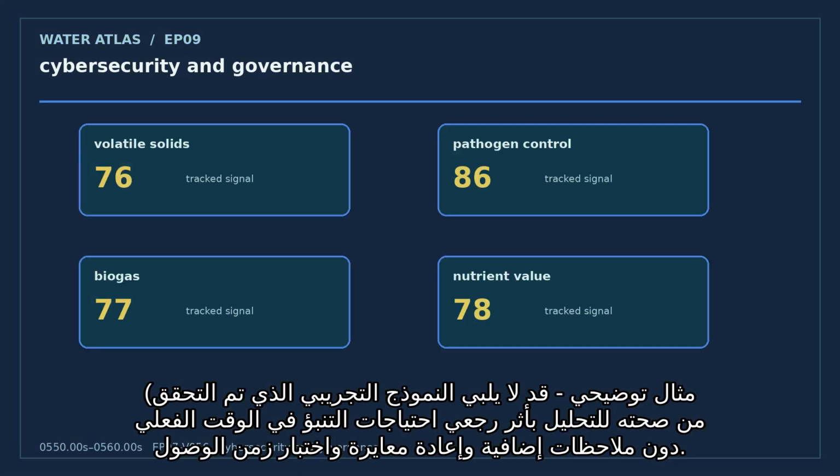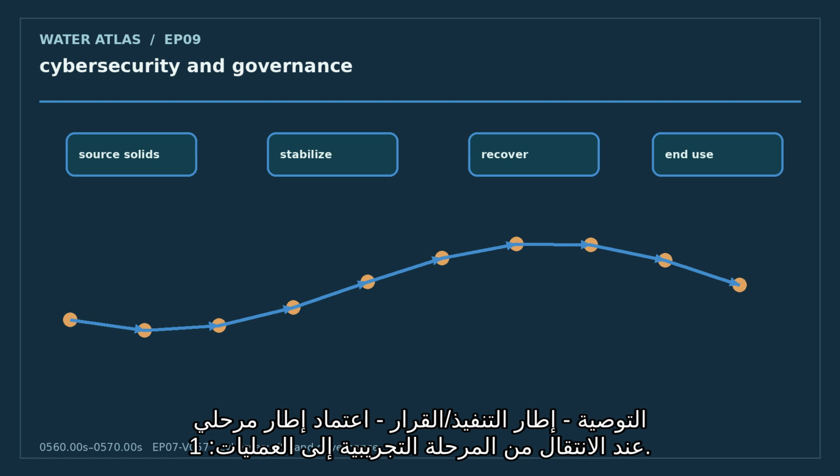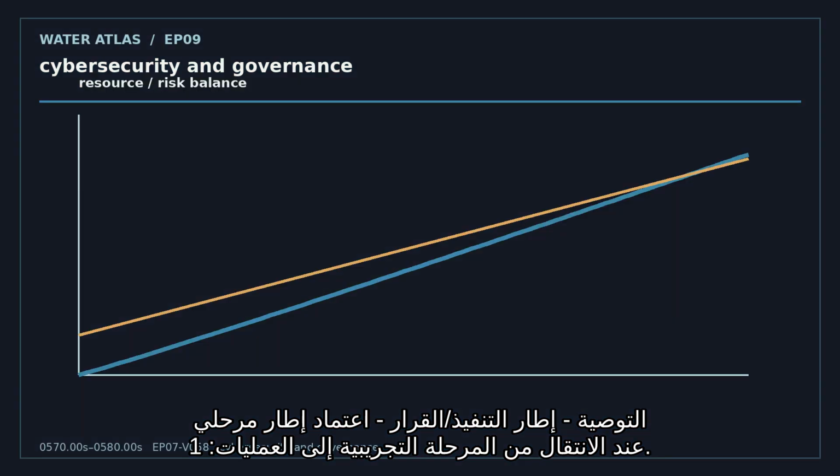Illustrative example. A pilot model validated for retrospective analysis may not meet real-time forecasting needs without additional observations, recalibration, and latency testing. Models should be evaluated against metrics that reflect operational requirements rather than research-only indicators. Adopt a staged framework when moving from pilot to operations.